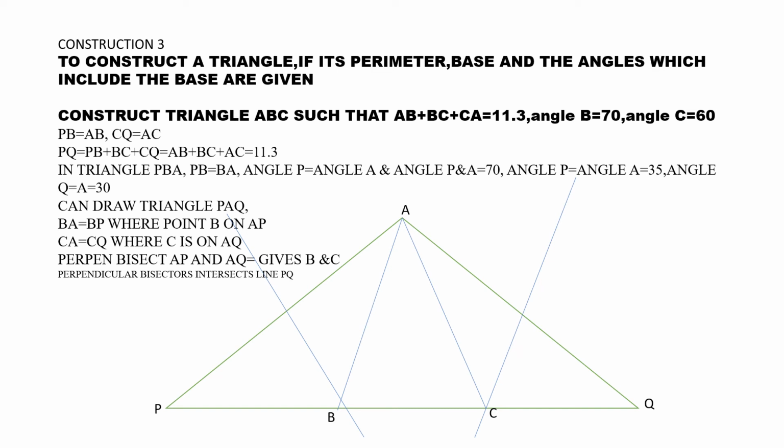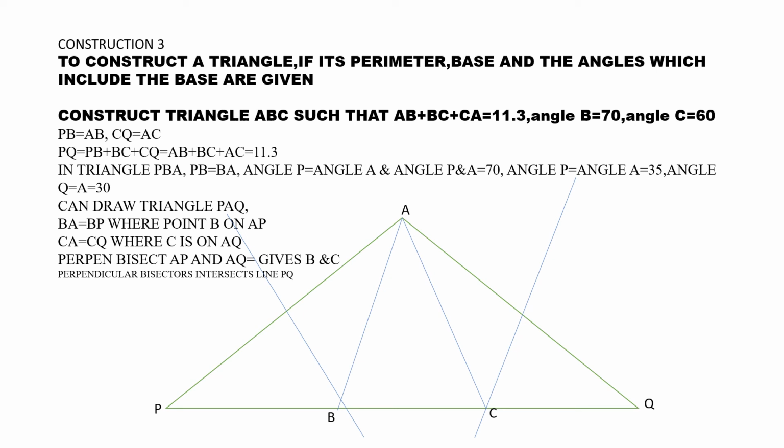Suppose here is one example they have given: construct a triangle ABC such that AB plus BC plus CA is equal to 11.3. Here it is not a base but the total perimeter measurement, 11.3 centimeter. One angle, B, is 70 degree, and angle C is equal to 60 degree. Now PB is equal to AB, CQ is equal to AC. It is given in your example.